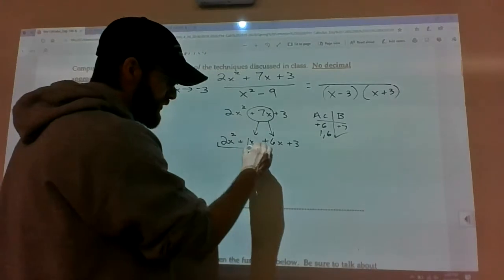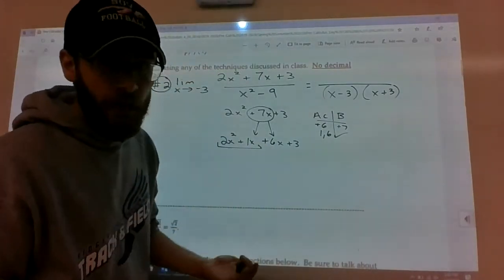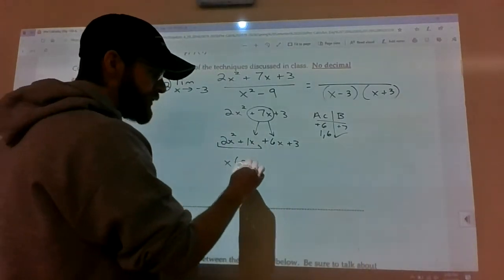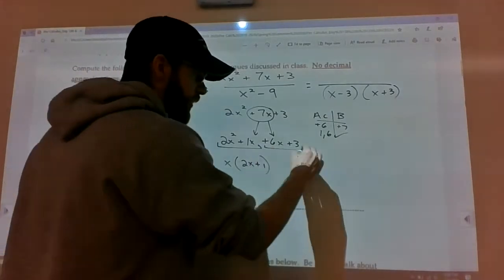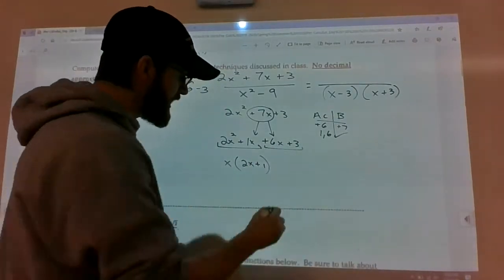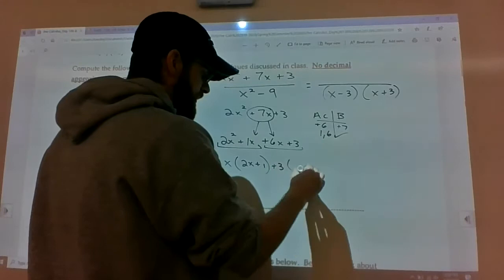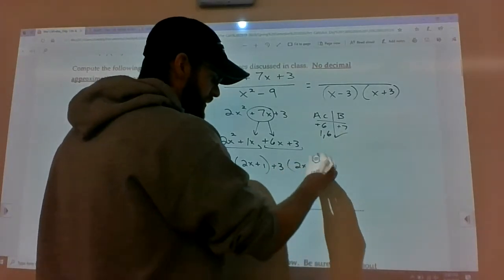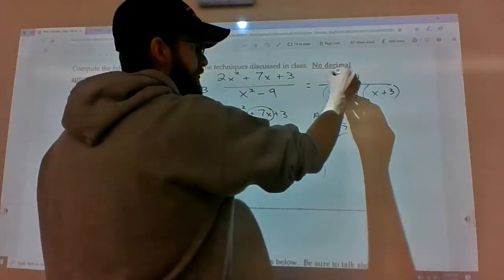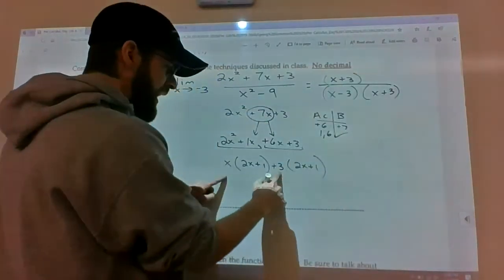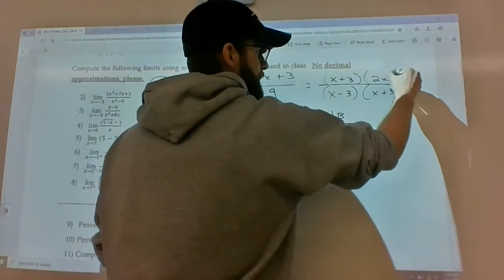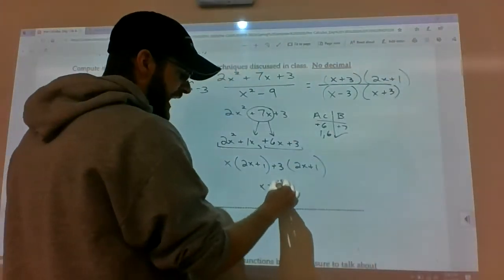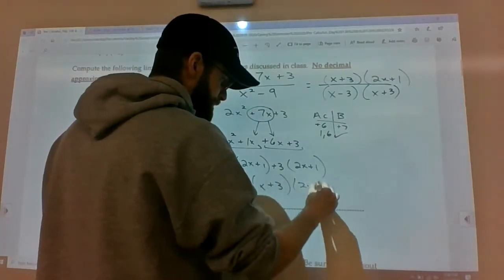You take these first two and say, what can we take out? You can take out an x, leaving you with 2x plus 1. Check these out. What do they share? They share a 3. You take that 3 out, and you're left with 2x plus 1. Therefore, x plus 3 times 2x plus 1 is the final factored version of this thing.